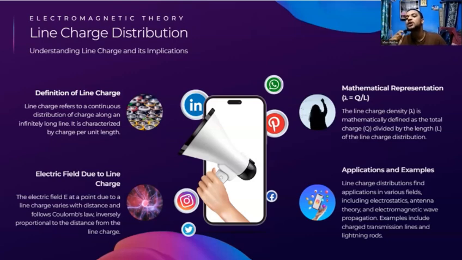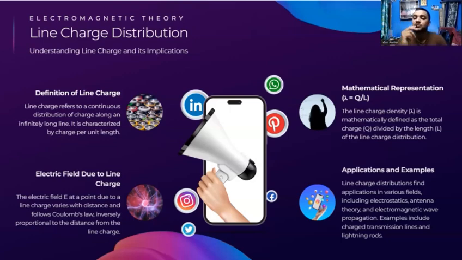So, point number two to understand the line charge is the electric field due to the line charge. I hope you understood what line charge is. It is very basic. Even cats and dogs can understand this. On to the next: electric field due to the line charge. The electric field E at a point due to a line charge varies with the distance and follows Coulomb's law. Coulomb's law is very important to remember here. It is inversely proportional to the distance.